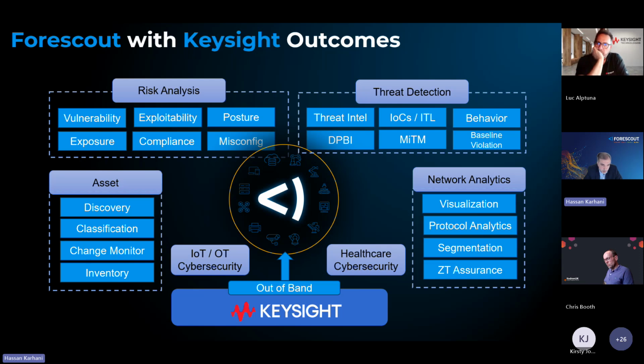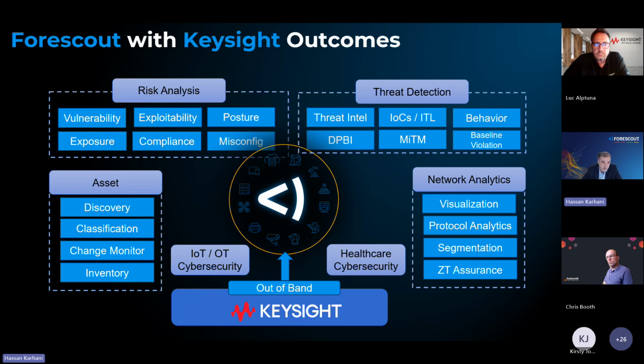And finally, related to network analytics. Now, after understanding the asset, the risk, and threat, you can also map this visualization, do the protocol analytics, especially for OT, maybe the operations part, not necessarily for cybersecurity, in addition to the two most important topics, segmentation and zero trust assurance, which I'm going to double click on in the next two slides.